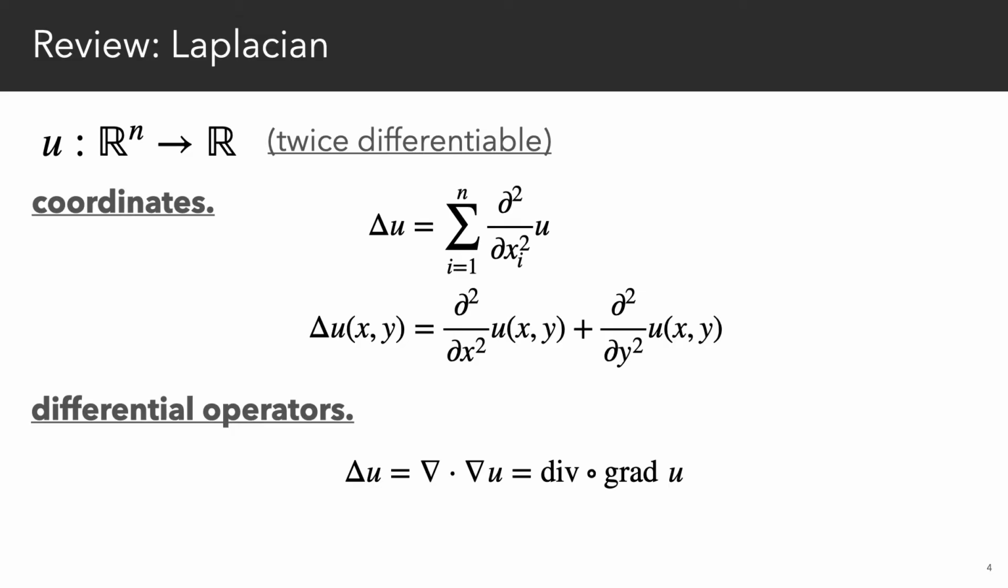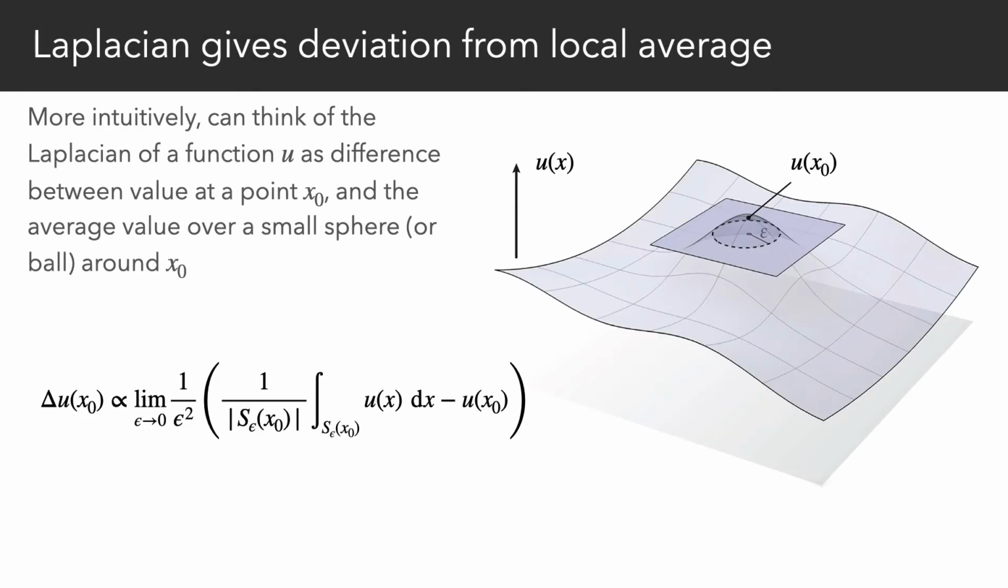Formally, the Laplacian is defined as a sum of second derivatives, or as the divergence of the gradient. More intuitively, though, the Laplacian acts as a difference between a value at a point x naught and the average value over a small sphere around x naught. So when the Laplacian is 0, we're saying that the solution at a point x naught is equal to the average of its neighbors.